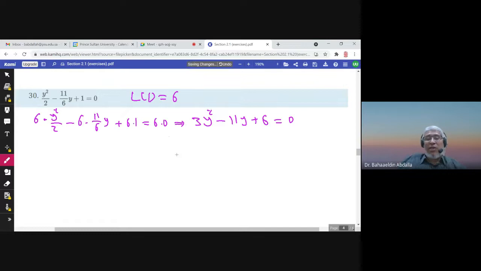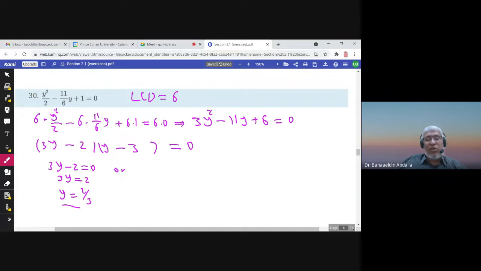And can I try to factor this trinomial? If I write 3y times y, and for 6, if I write 3 here and 2 here, both negative, negative 3 times negative 2 would be positive 6. Negative 2y plus negative 9y would be negative 11y. So it is the factored form, and the first solution would be 2 over 3, and the second solution would be y equals 3.